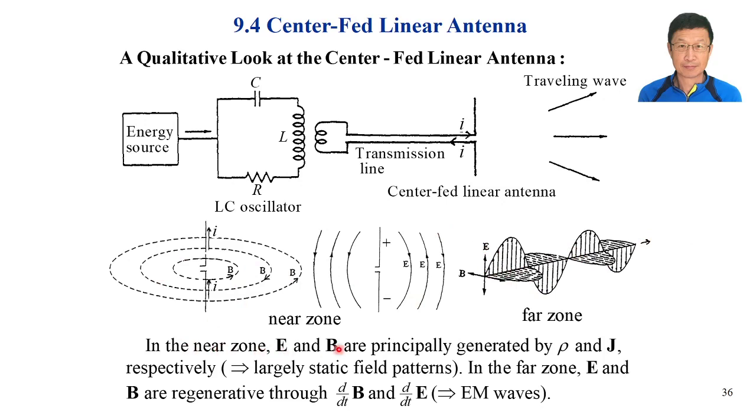In the near zone, E and B are principally generated by rho and J respectively. However, the near zone is basically a static field pattern. In the far zone, the E field and B field are regenerative. This is Ampere's law with Maxwell correction, and this is Faraday's law: partial B partial t, partial E partial t. So E generates B, B generates E. We call that regenerative.